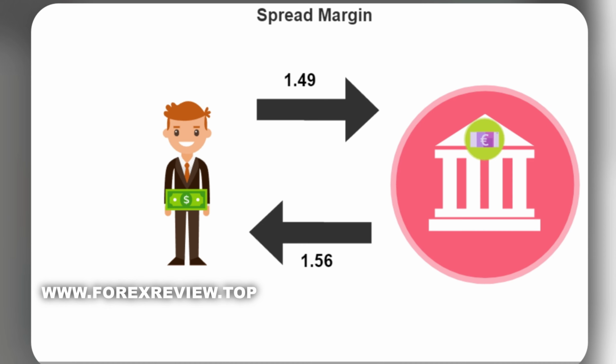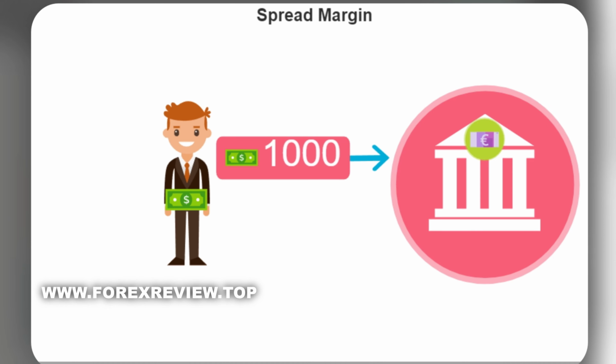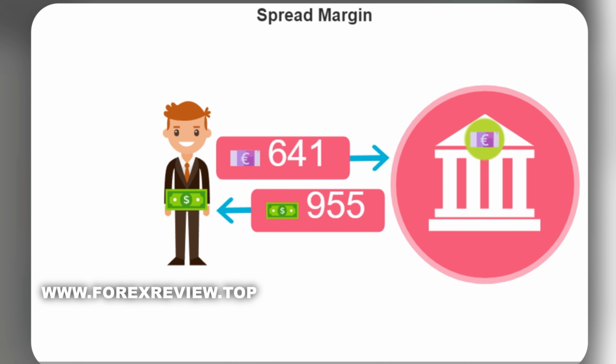So, if you sold 1,000 US dollars to the bank, you'll receive 641 euros. By selling the euros back to the bank, you're only going to get 955 US dollars. Now, you paid 1,000 US dollars and received 955 US dollars. So, where are the other $45? This is the profit of the change store. This is the commission they charge from their customers.